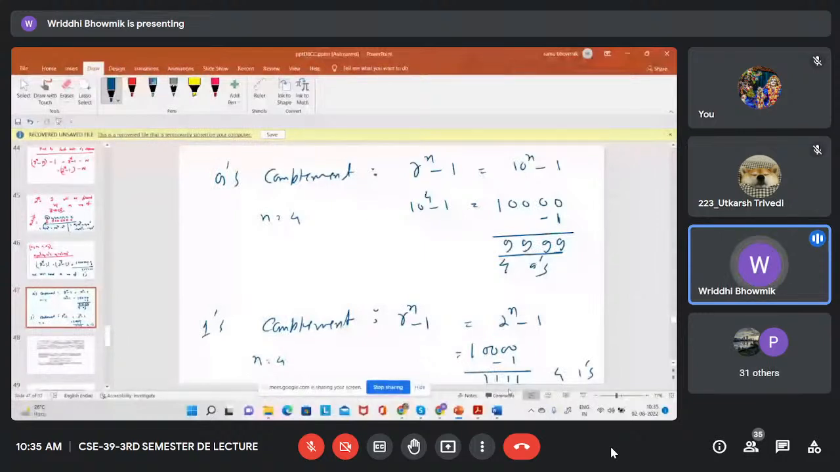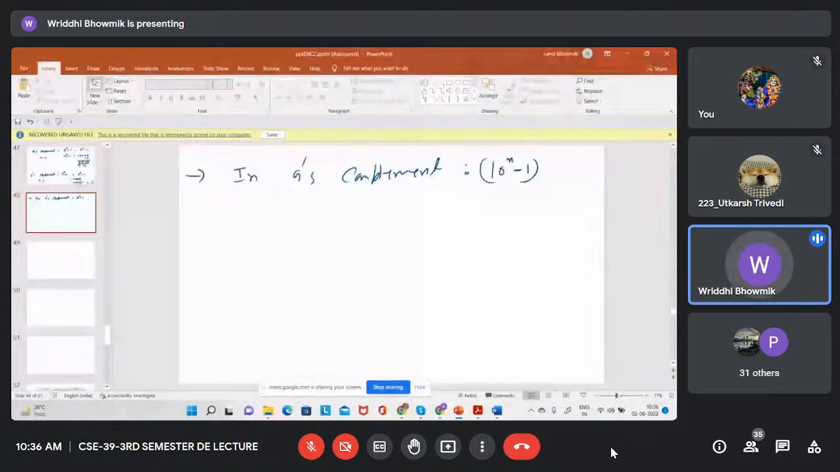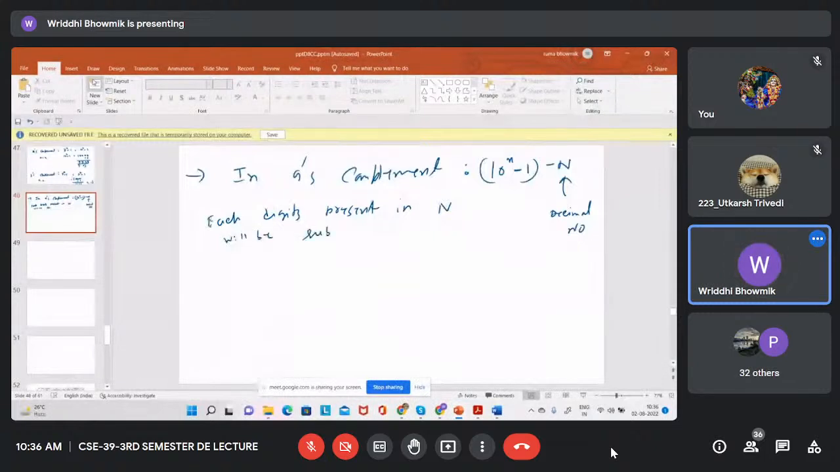Okay, so now what we are doing, 9's complement. The formula is 10 to the power small n minus 1 minus capital N, where capital N is the decimal number. So what we are doing, each digit present in capital N will be subtracted from 9.